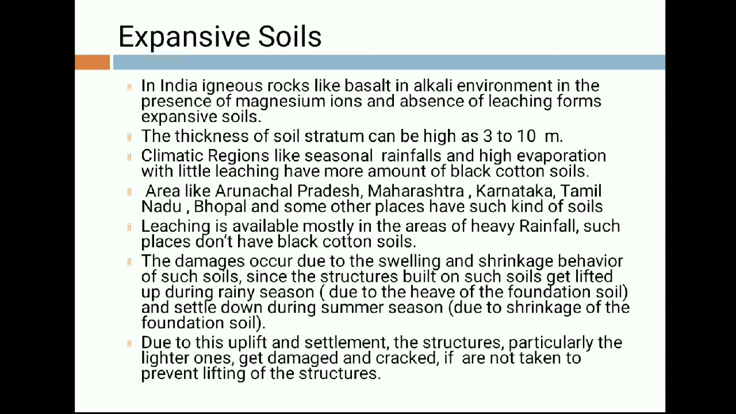That is the area which is having a seasonal rainfall only, and there is high amount of evaporation with little leaching. Areas like Arunachal Pradesh, Maharashtra, Karnataka, Tamil Nadu, Bhopal and some other places have such kind of soil. Leaching is available mostly in the areas of heavy rainfall. Such places don't have black cotton soils. Areas which are having good amount of rainfall and the amount of leaching or infiltration inside the ground is more, that part is not having that much amount of black cotton soil.